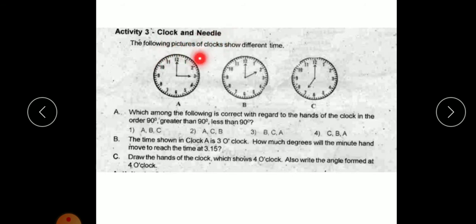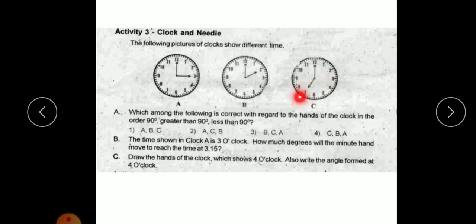The following pictures of clocks show different times. Here it is 3 o'clock, here it is 2 o'clock, and here it is 7 o'clock, is it? So here the measure of the angle will be how much degree? 90 degree. Here 60 degree, and here it is how much?